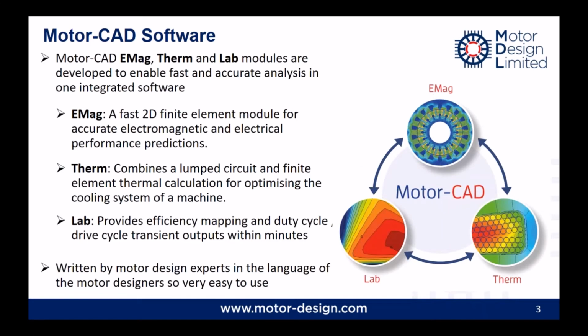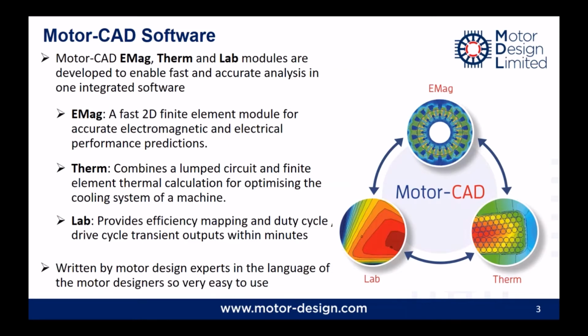So, Motor-CAD software is a tool for the design of electric motors. It has three modules, an electromagnetic model, which is a combined finite element and analytical based method for calculating electromagnetic and electrical performance of rotating electric machines. The thermal model is mostly based on a lump parameter thermal network approach, which is automatically set up based on the geometry input by the user.